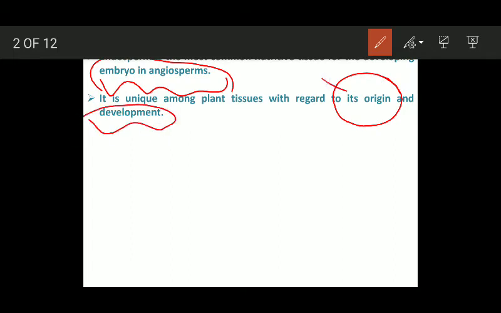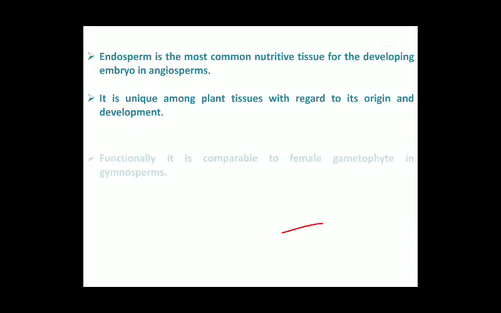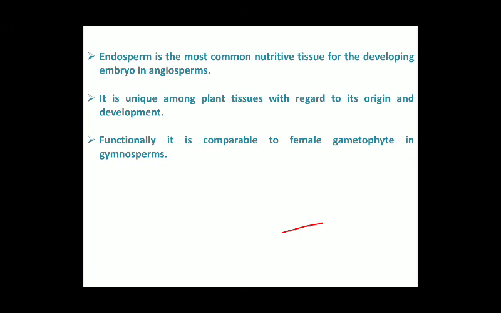It originates from PEN. It does not originate from the zygote. That is why its origin is unique. And the way it develops is also different from the other tissues. So you can remember that endosperm in angiosperms is unique with regard to its origin as well as development. And functionally it is comparable to female gametophyte in gymnosperms.